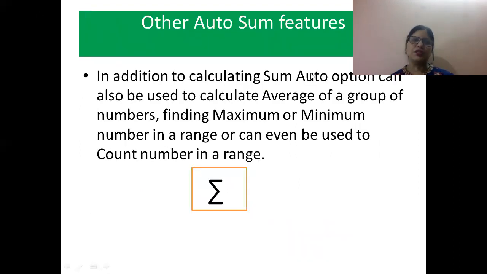Other AutoSum features: in addition to calculating the sum, the AutoSum option can also be used to calculate the average of a group of numbers, find the maximum or minimum number in a range, or count numbers in a range. This is your AutoSum symbol. When you click the AutoSum button, you see the maximum, minimum, and sum.